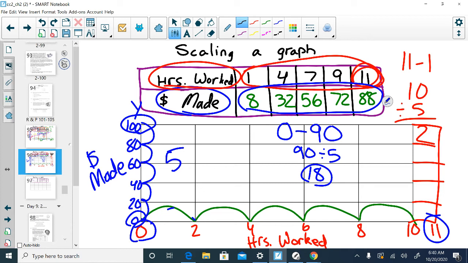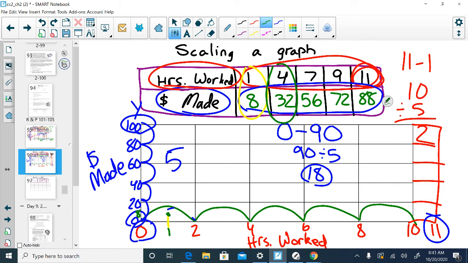All right? So when we plot our points, we're going to take a look at 1, 8. So if I go to 1, well, that would be between 0 and 2. And then I'm going to go up to 8. 8 would not be very far up. I'm going to do this in green. 8 would be about right here. See if I can get a green going. There we go. All right, so again, it'd be 1 over, and it would be 8 up. They'd meet right there.